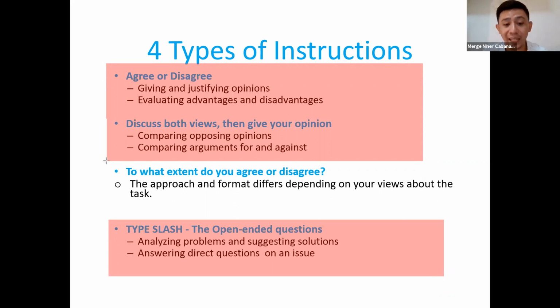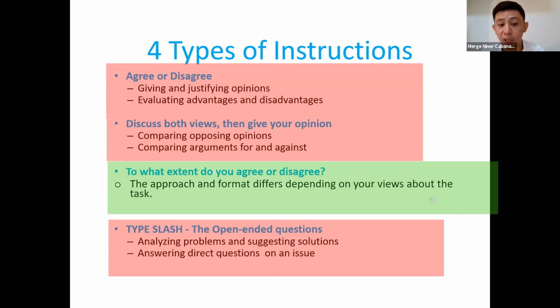For your, to what extent do you agree or disagree? Let me use a different color here, all right? For your, to what extent do you agree or disagree? You see what bullet point I put here? The approach and format differs depending on your views about the task. Let me clarify that. In agree, discuss, and open-ended questions, we have expected outcomes. We have a generalization of how they fare as compared to the other. But in to what extent do you agree or disagree?